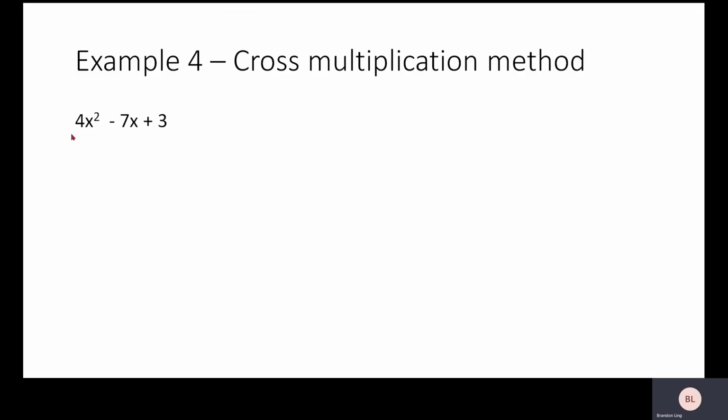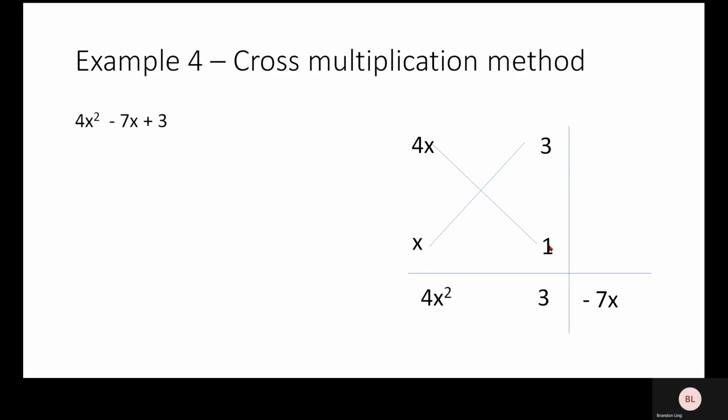Okay, example 4 here, we have 4x squared minus 7x plus 3. So again, we orientate the positions of these three terms, 4x squared, plus 3 and negative 7x. We need to think of two terms. When you multiply, you will get 4x squared, which is 4x multiplied with the x, and 3 multiplied with 1. So therefore, for here, you are getting 4x times 1, which is 4x, and x times 3, you get 3x here. Now you need to think how you can combine 3 and 4 in becoming negative 7.